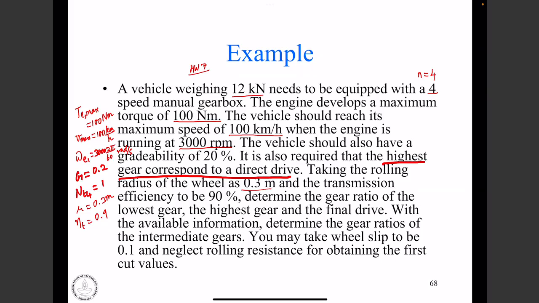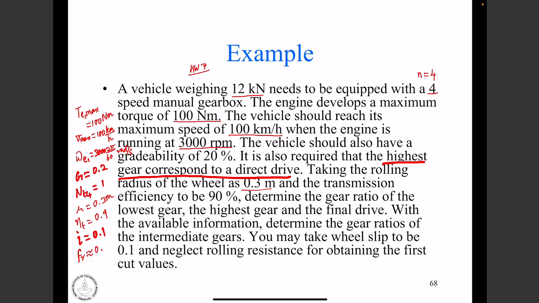Okay, and with the available information, determine the intermediate gear ratios. We are given that we can take the wheel slip ratio to be 0.1. And then we can neglect the rolling resistance for first cut values, FR equals 0. So this is pretty straightforward, right? You just need to use the equations that we studied till now to get the first cut gear ratios.